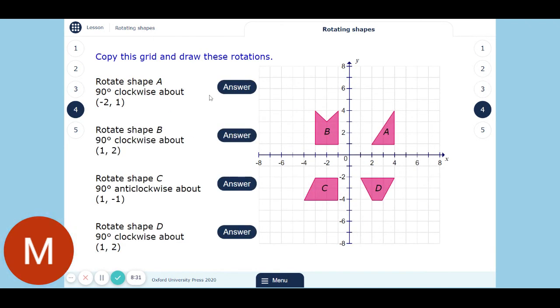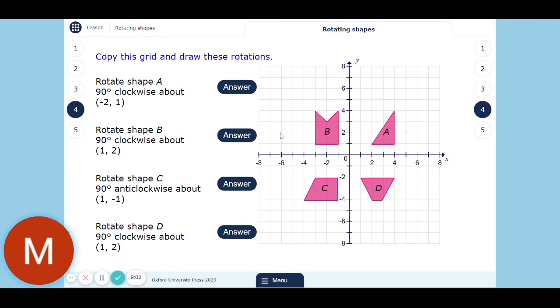Right, now this is something which you need tracing paper for. So if you have got tracing paper or greaseproof paper or something, then what you want to do is pause the video, copy up the grid, and have a go at doing these. And then when you unpause the video, I'll show you where the answers are so you can check them. Okay, so pause the video now if you've got tracing paper.